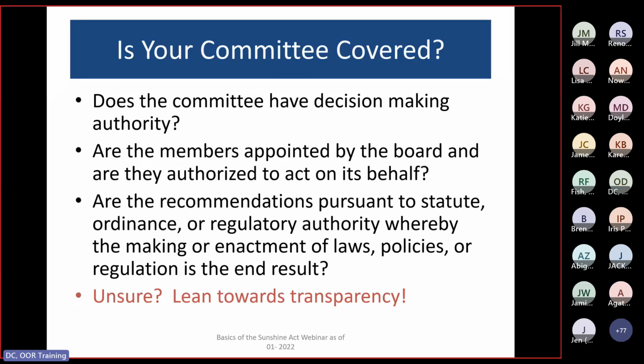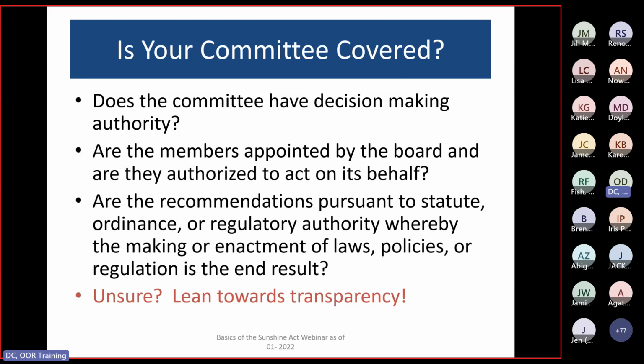If, however, you could directly tie that committee back to a statute that says the activity of this committee is being performed because there's a law saying it must, then clearly the meetings of that committee would be subject to the provisions of the Sunshine Act. Now, I've spoken to this rather definitively. However, if you're still unsure, our recommendation is to lean towards transparency.